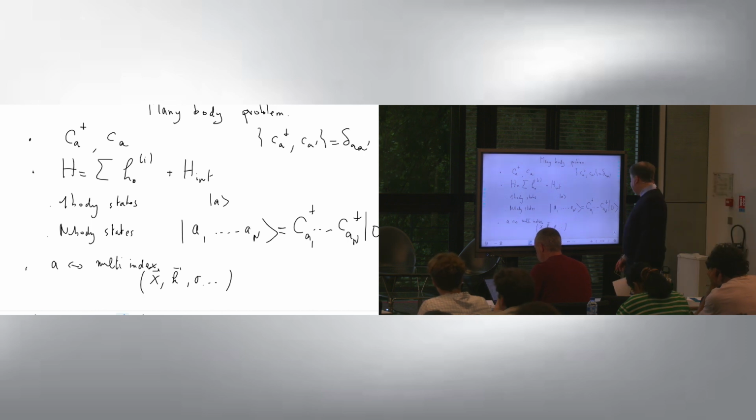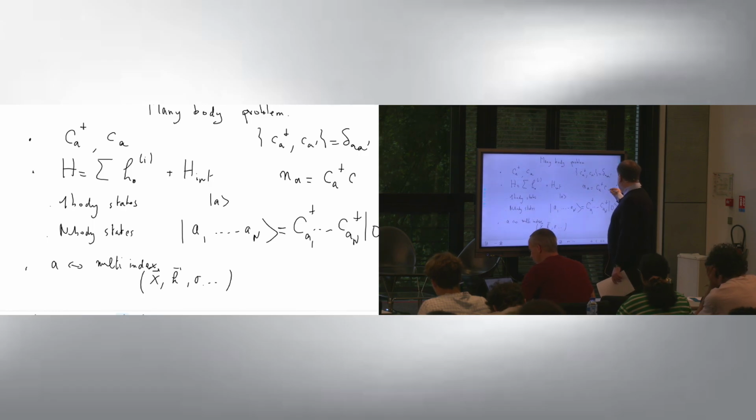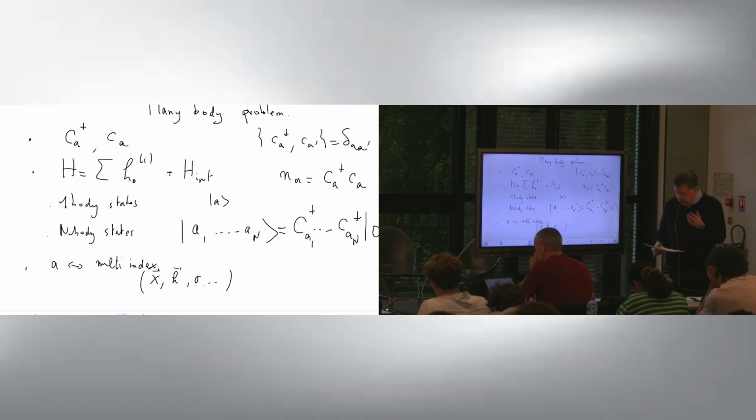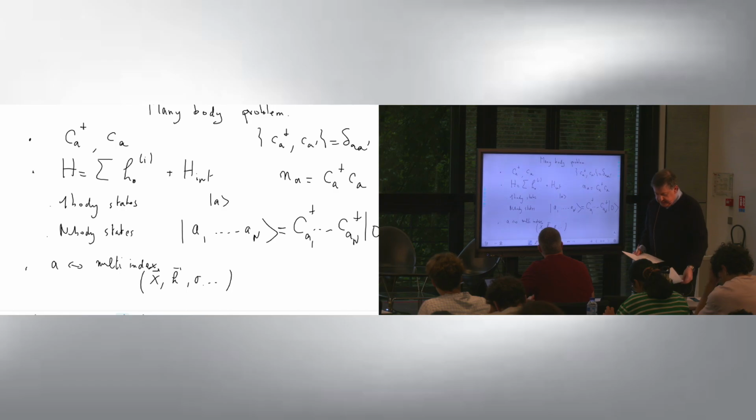And the last operator, which I will, of course, use a lot, is N_α, the number of particles, c_α dagger c_α. So these are basic notations. I'm sure you have already used that. It's standard techniques. So just to fix the ideas, I'm going to work systematically in the grand canonical ensemble.